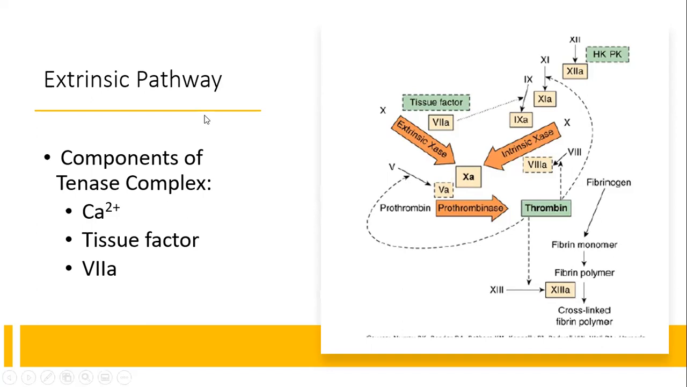These factors would then activate your clotting factor 10A via your extrinsic 10A complex. So your extrinsic 10A complex is composed of calcium that is needed to generate a clot, tissue factor that is released at the site of injury, and clotting factor 7A.